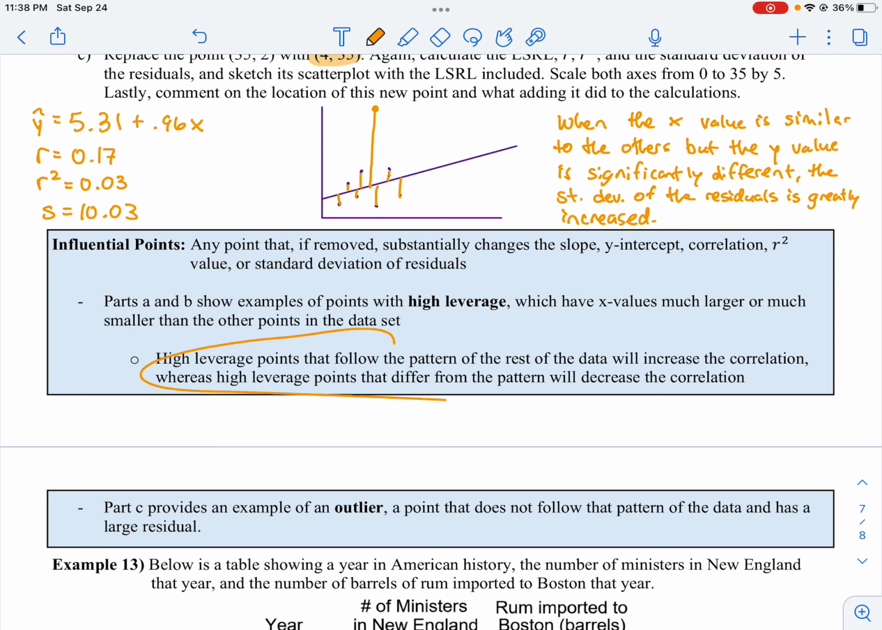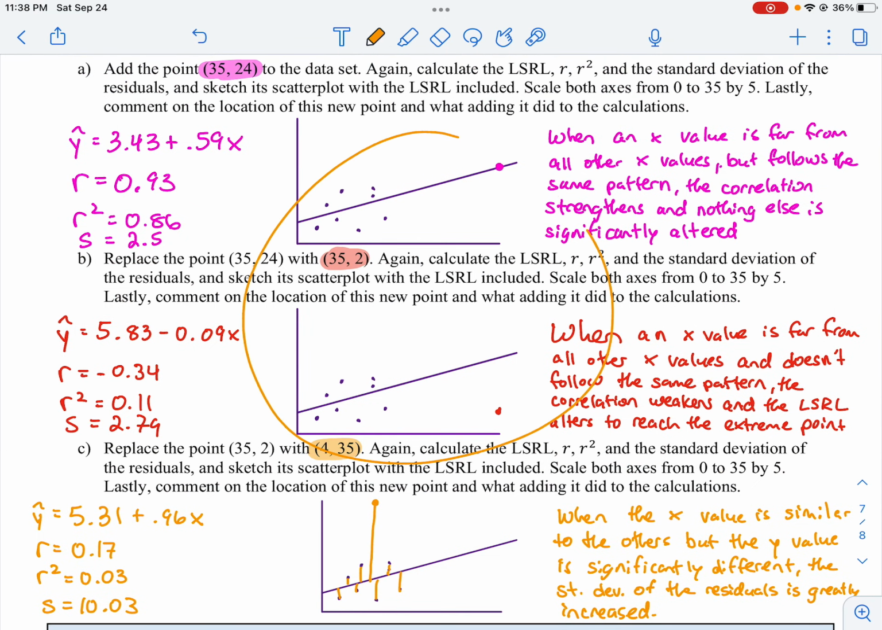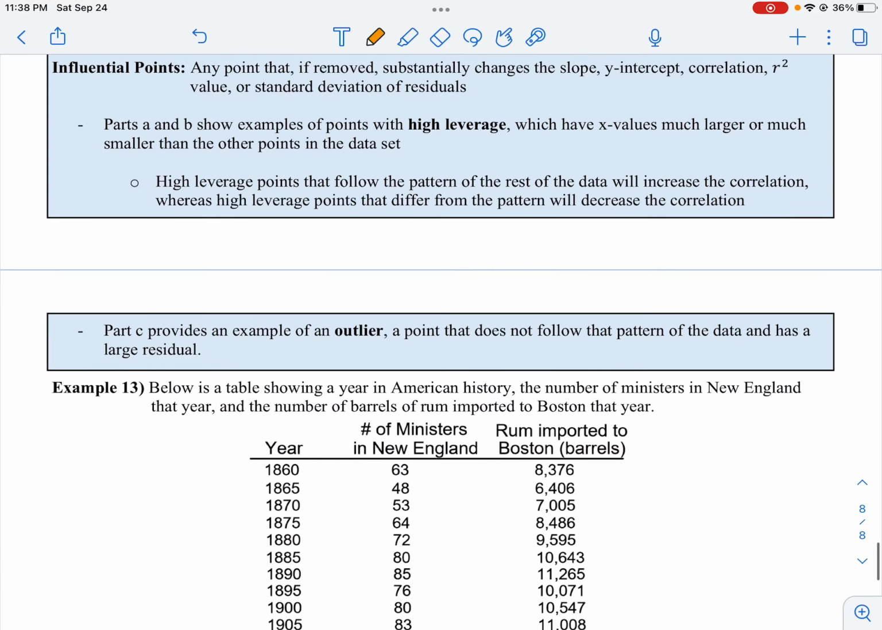And so we have this note that we summarized before. High leverage points that follow the pattern of the rest of the data will increase the correlation, whereas high leverage points that differ from the pattern will decrease the correlation. Okay, and that's what we had in these two examples. The X value was the extreme one.